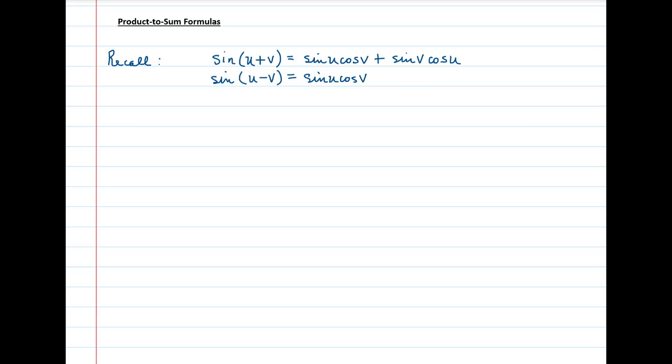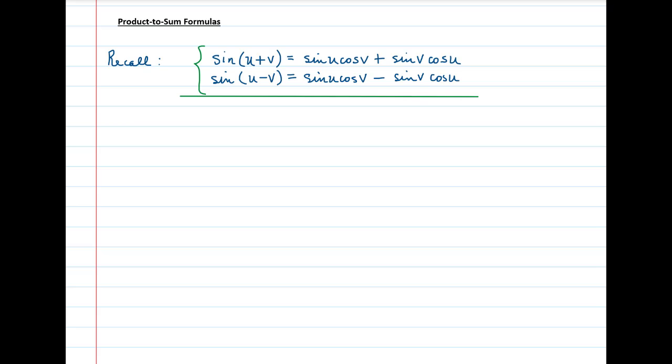All right, next set of identities are called product to sum formulas, and these formulas are going to be derived from the very first set that we did in the previous section, our sum and difference formulas. So if you recall, sine of a sum is equal to sine u cosine v plus sine v cosine u. And also the difference, sine of a difference, is the same thing, but instead of a plus, we're going to have a minus.